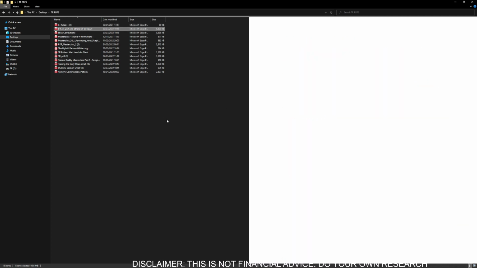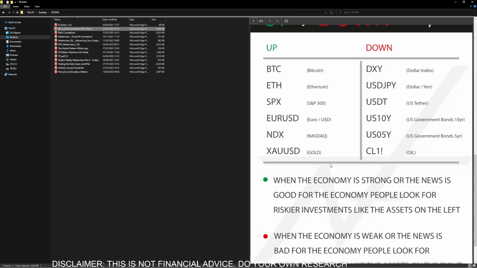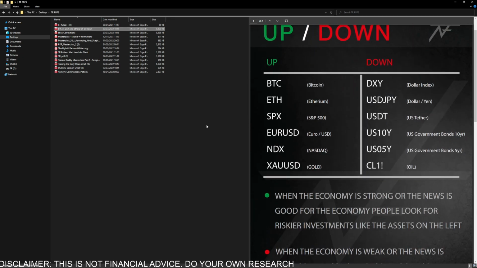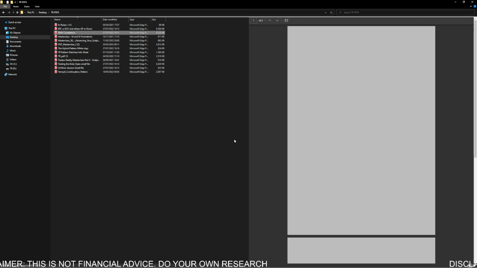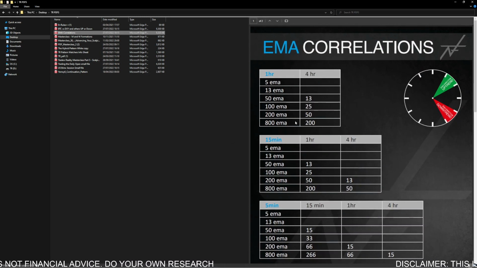The next one. Contribution by my guy, Mike G. Indices and correlations. Up, down. Look at the effort my guy's gone into. He's even gone to the white and the black to make it easier for viewing. There's the EMA correlations. These will give you the tools, help you how to utilize the tools.